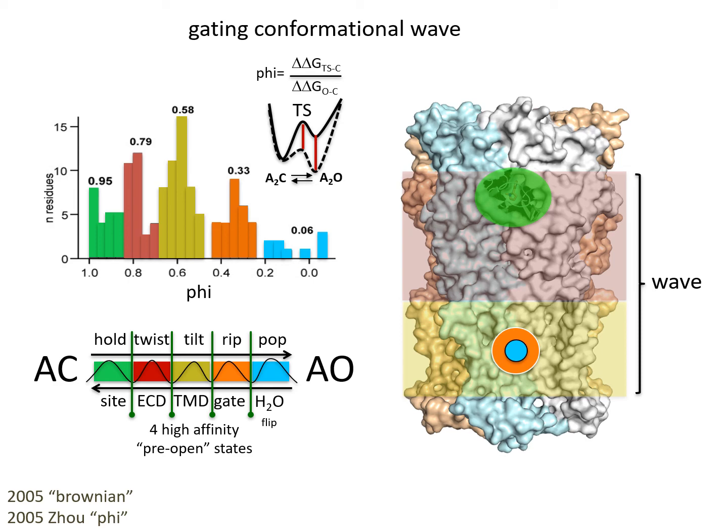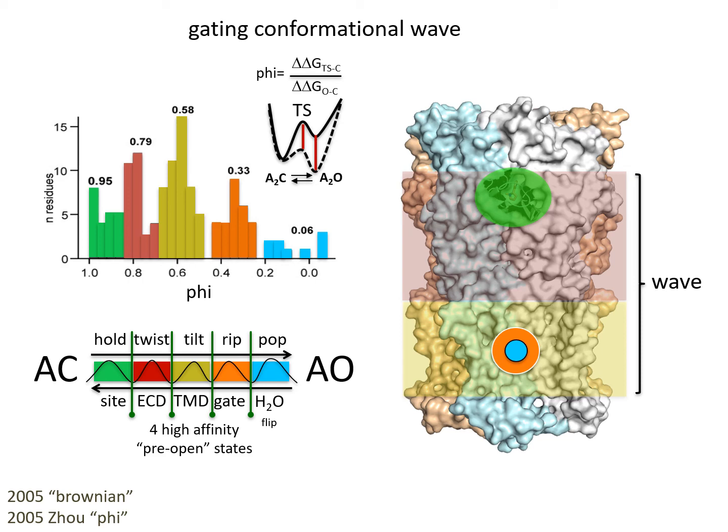And again, this says there are 4 high affinity pre-open states. This was proposed in 2005, let's say, and it's going to take 30 years before this is found. So maybe in another 10, 15 years, people will start finding these intermediate states in structures. But right now, they are coming from kinetic analysis and phi-value analysis.